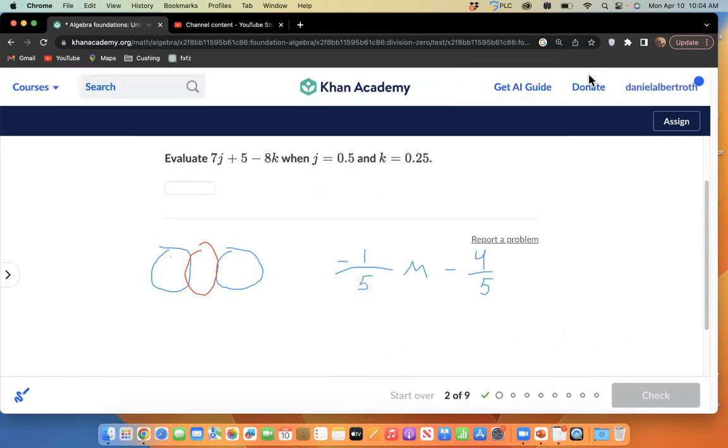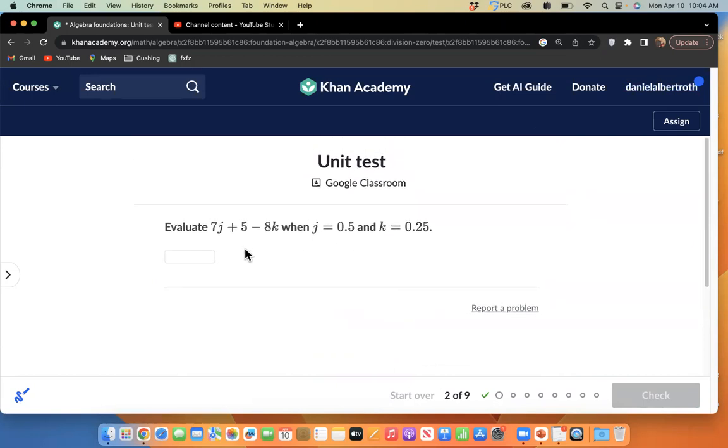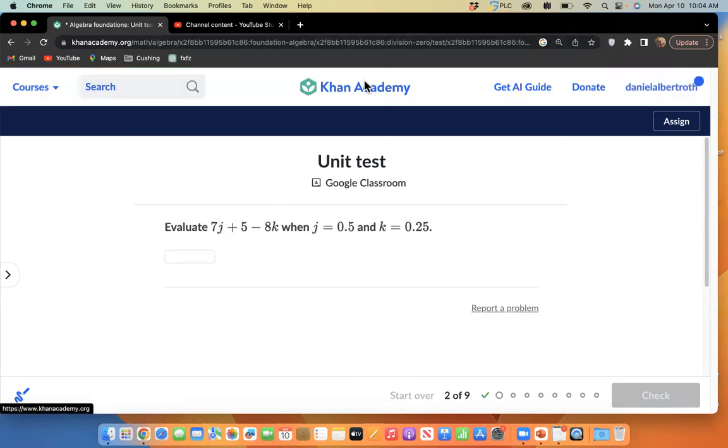All right. This one says evaluate 7j plus 5 minus 8k, where j equals 0.5 and k equals 0.25. So we're going to take 0.5 and plug it in for j. Half of 7 is 3.5. 7 times 0.5 is 3.5. And for the other one, k is 0.25, and we'll replace that here. So we have 3.5 plus 5, and then minus 8k. It's 8 times a quarter. A quarter of 8 is 2, so it's going to be minus 2.